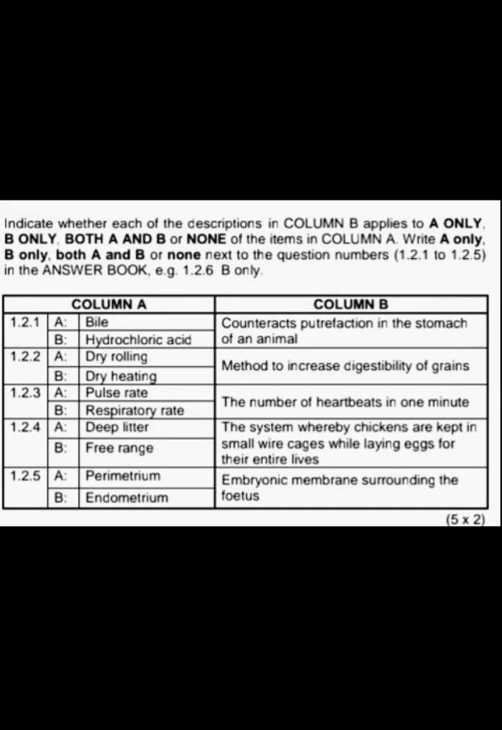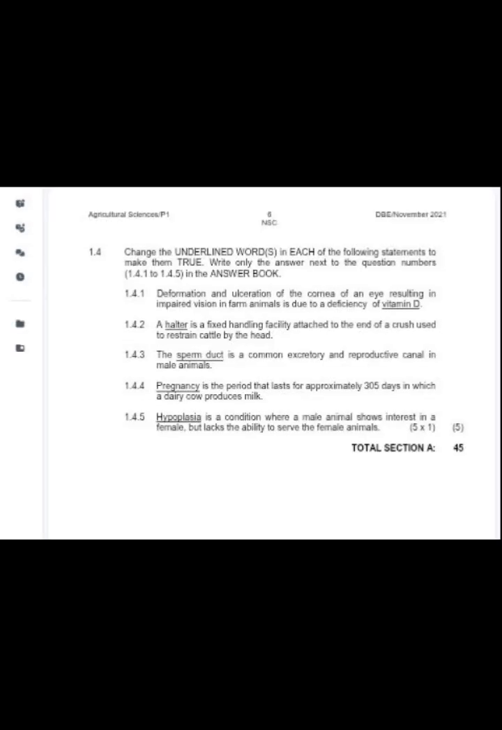So that's all about column A and column B. I separated this part, so 1.1.3 you'll find in the other video that I'm going to make. Here you're going to find the word term and the underlining of the term. We're going to work on that. So that's all about our lesson.